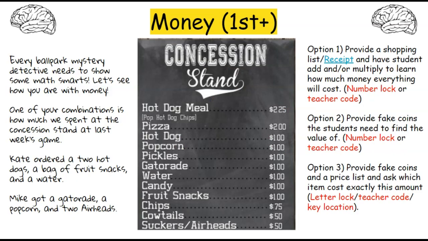Money puzzles are appropriate for first grade and up. They are mental type puzzles, so you can use them for digital or physical breakouts. For option number 1, provide a shopping list or receipt and have students add and/or multiply to learn how much money everything costs, which will work for a number lock or a teacher code. For option number 2, provide fake coins the students need to find the value of. Again, good for a number lock or a teacher code. Option number 3, provide fake coins and a price list and ask which items cost exactly this amount, which will work for a letter lock, a teacher code, or a key location.